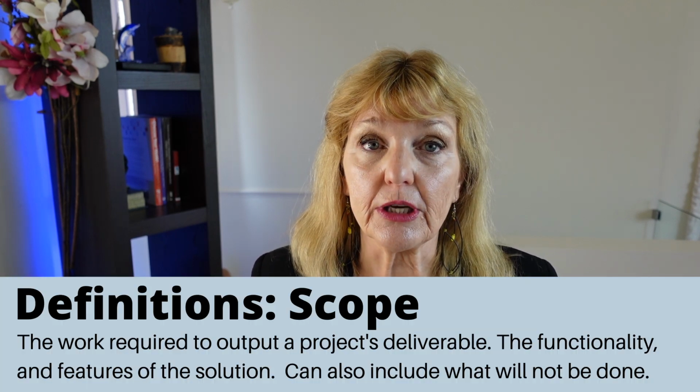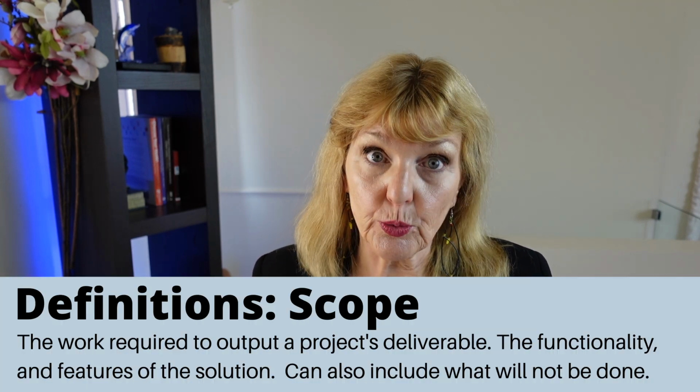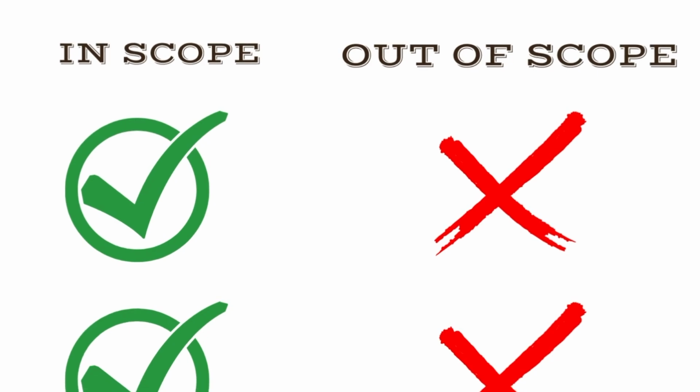And the third element is scope. Now, scope can be tricky because essentially it's naming what you will do, the scope of the functionality or features of the solution and product. But scope can also be the flip side, what you won't do. Now, theoretically, that's a pretty long list.